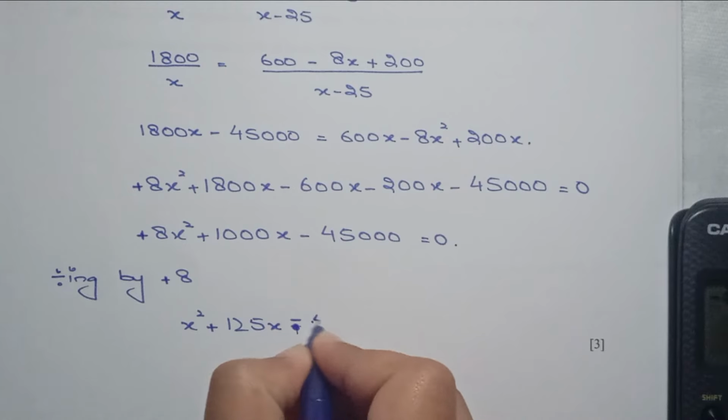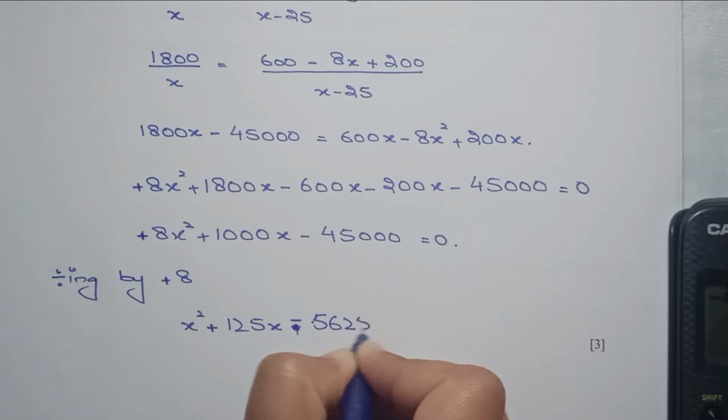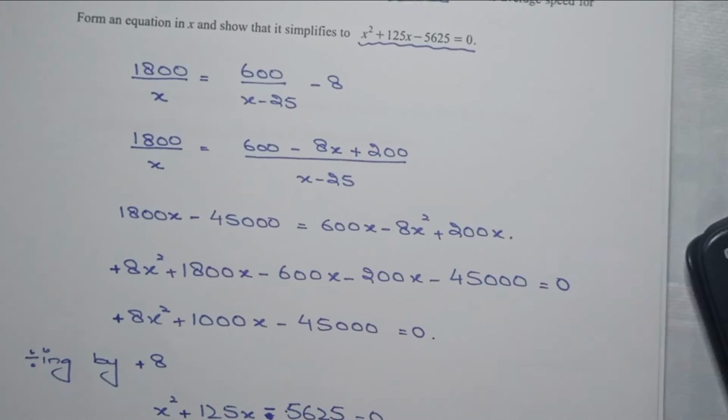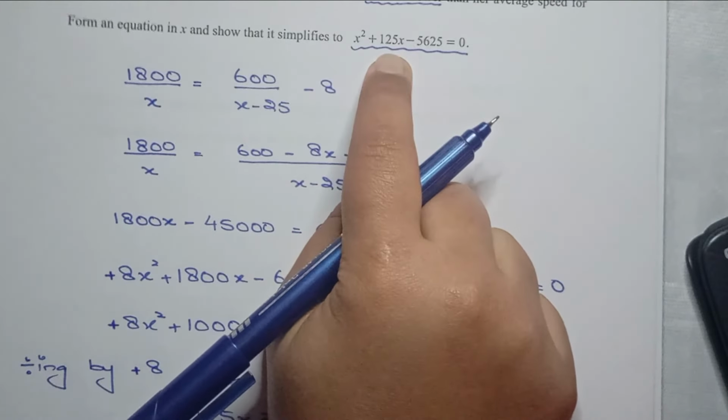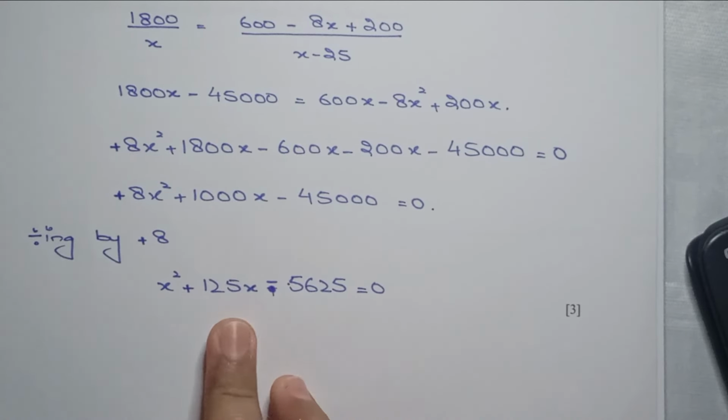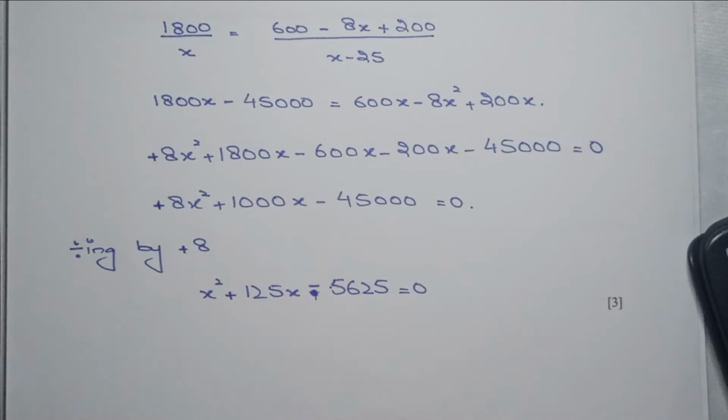So we have 5625 equals 0. So this matches with the given equation, as you can see. x square plus 125x minus 5625. So x square minus 125x minus 5625 equals 0.